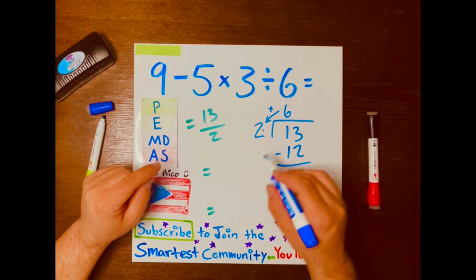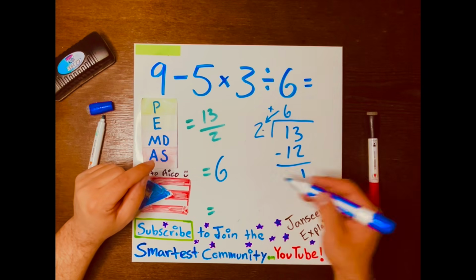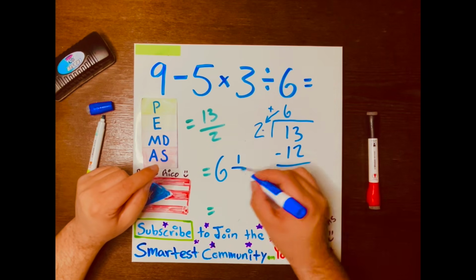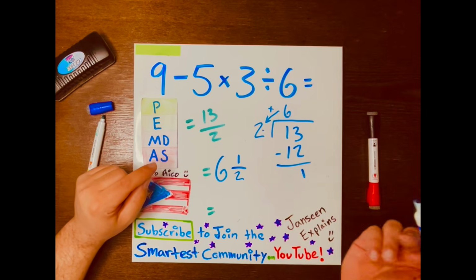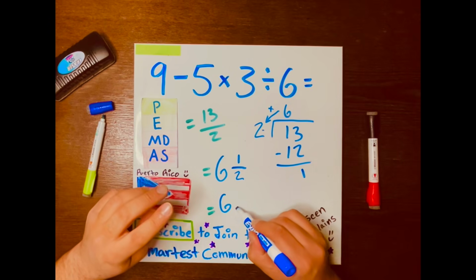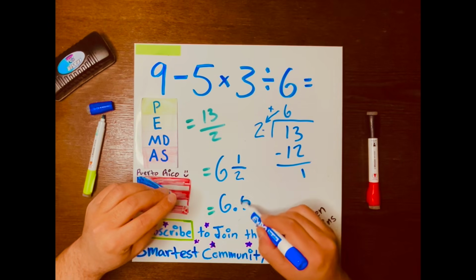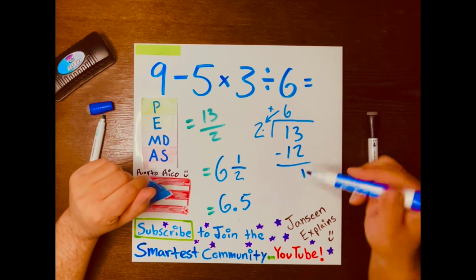So now we can write our mixed number answer. So 6 is the whole number. The remainder goes on top of the fraction bar, and the 2 goes below the fraction bar, 1 over 2. And the decimal answer is 6.5, right? And we can continue. We can finish this long division.